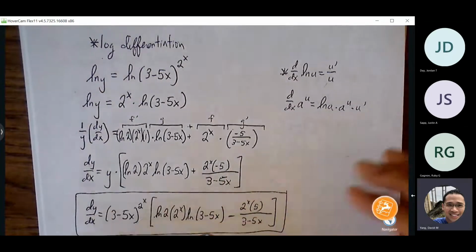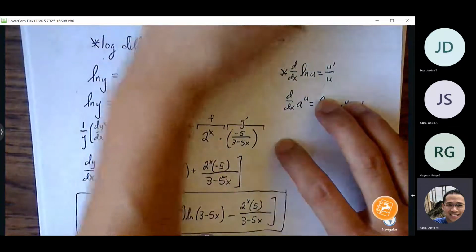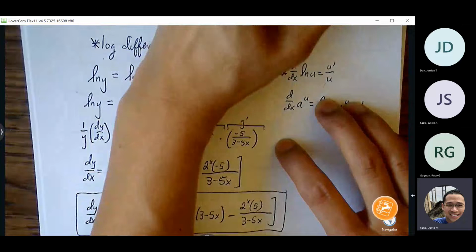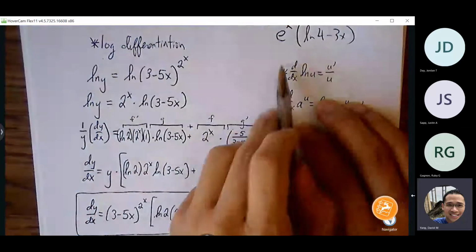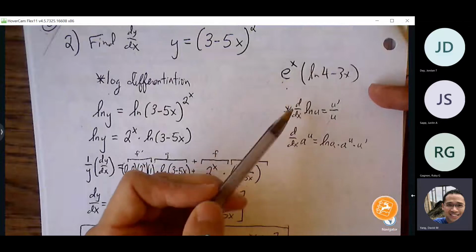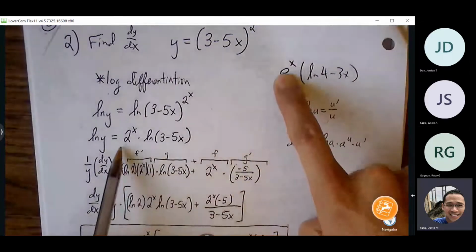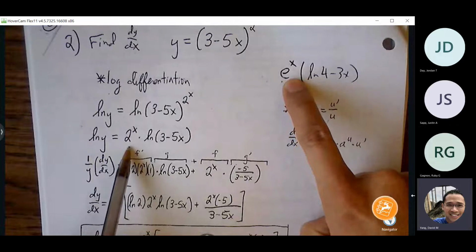Yeah, it will have to be given to you. Let's say the problem was e to the x times natural log of 4 minus 3x. Then you would use the e to the u rule, right? So if you see it, then you use it. But other than that, you want to use a to the u. These are both exponential functions, but we use different rules for these.